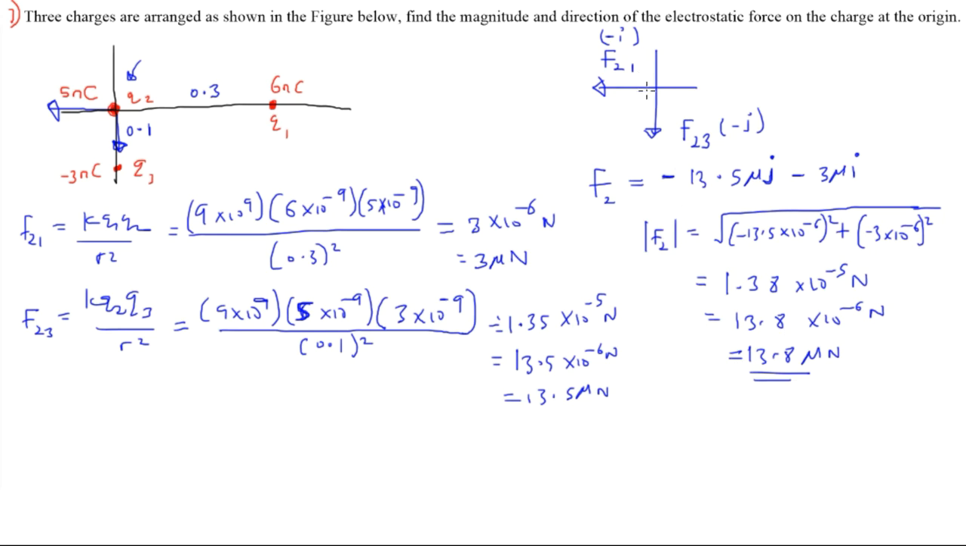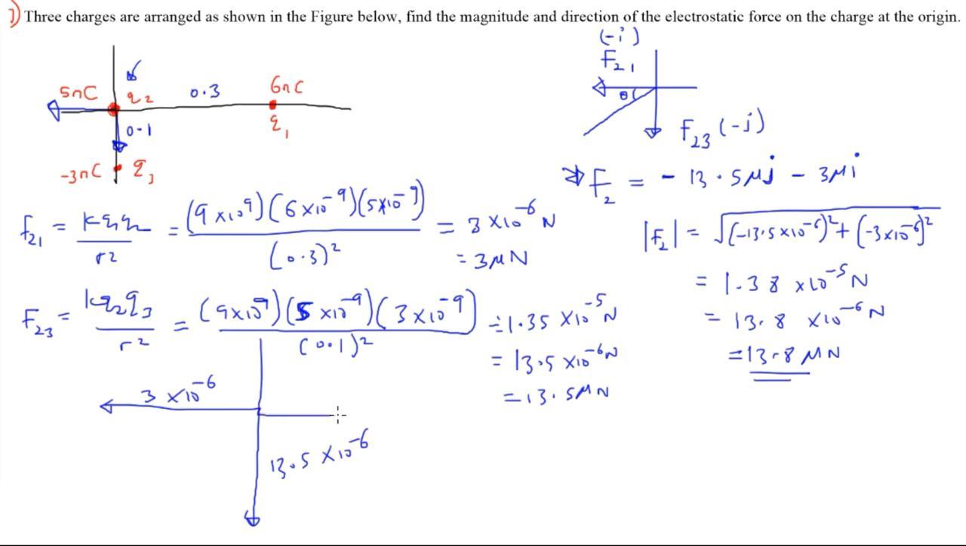Now, to find the direction of the resultant, we can put that right here and replace it with angle theta. What this resultant force actually means is that I have a particular magnitude of the force on the negative x-axis, equal to 3 times 10 to the power minus 6, and another one on the negative y-axis, that's 13.5 times 10 to the power minus 6.